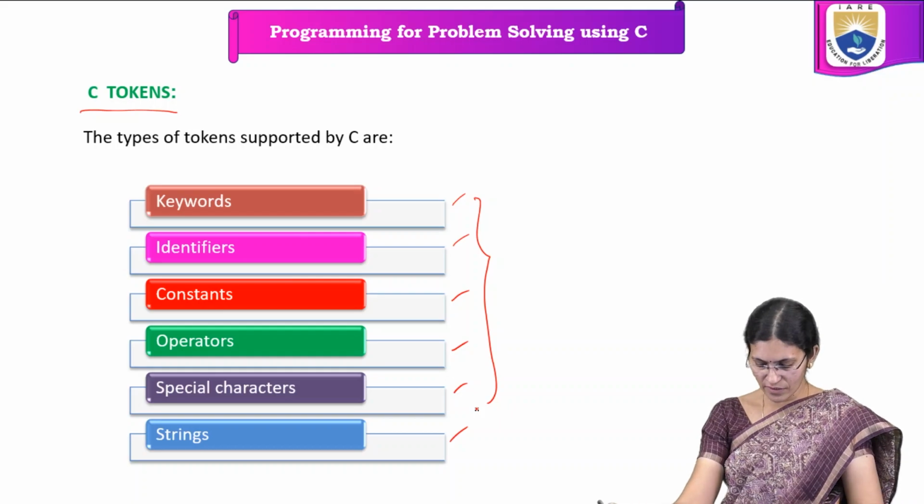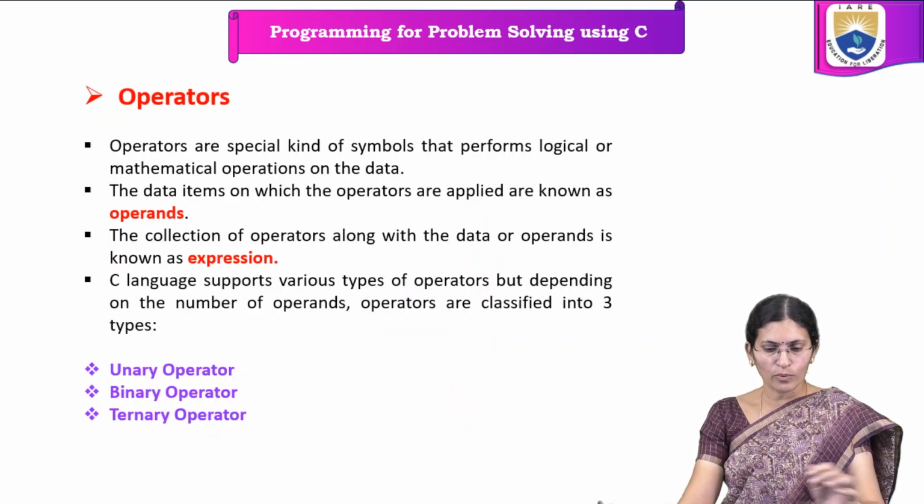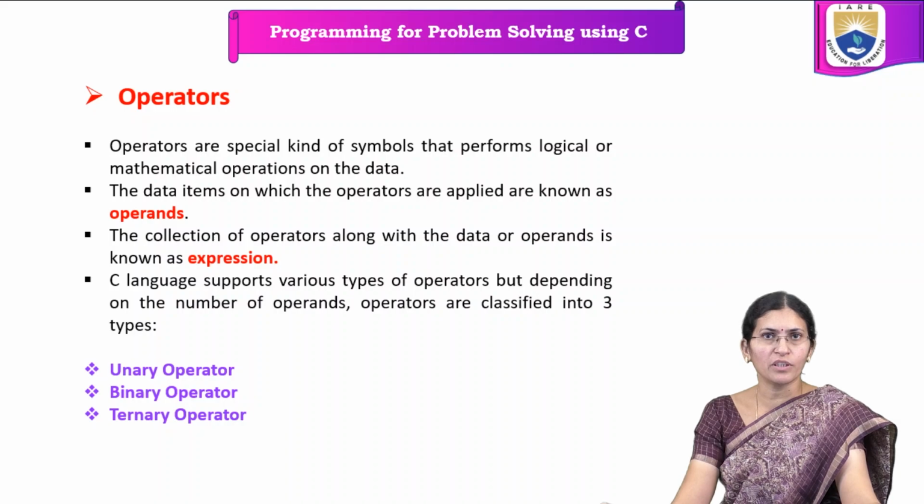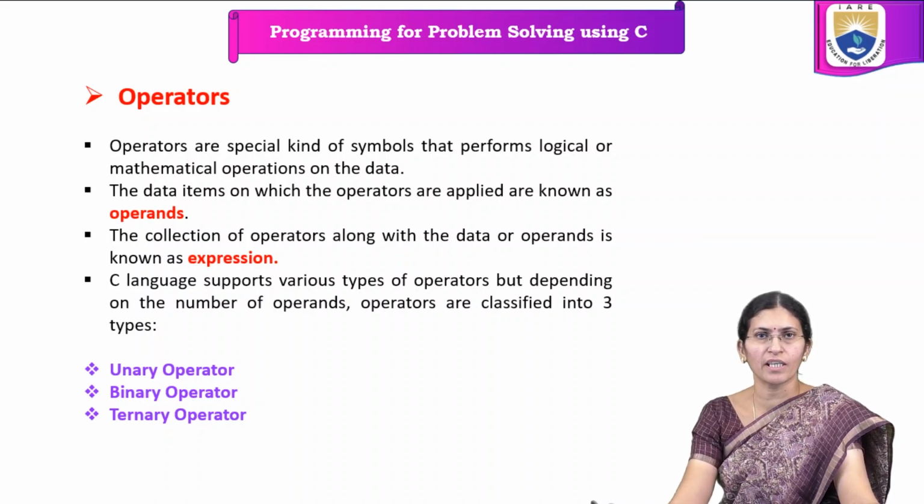Here we have discussed in detail about operators. What is an operator? For what purpose do we use operators? Generally, operators are special kinds of symbols which are used to perform mathematical or logical operations on the data. The data or items on which the operators are applied are known as operands. And the collection of operators along with operands is known as an expression.